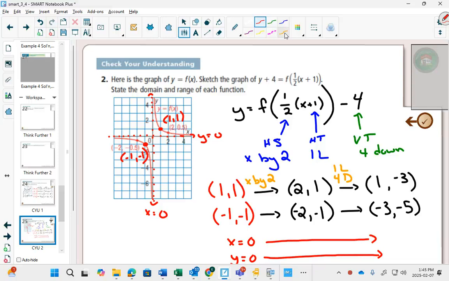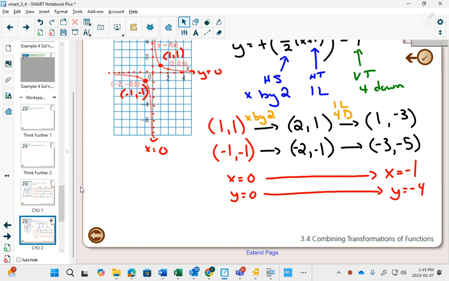What are we doing? We're going 1 to the left. Does it make sense that this asymptote is going to shift 1 to the left to x equals minus 1? Because it was here, and now it got shifted 1 to the left. What about the y? It was at 0, and we're moving 4 down. It's going to change to y equals negative 4.